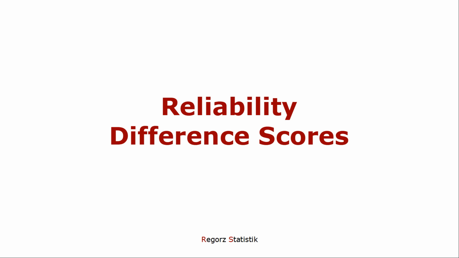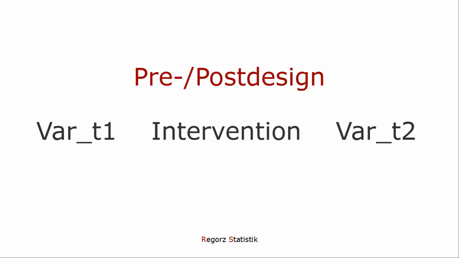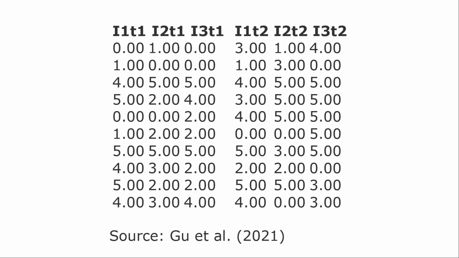In this video I show you how to calculate the reliability of different scores. Let's say you have a pre-post design: you measure a variable at the first time point, then maybe there's some kind of intervention, and you measure the same construct at the second time point. If you do that, and it's not a single item, but a scale, you need to estimate the reliability of this change score. All calculations in this tutorial are based on this example dataset.